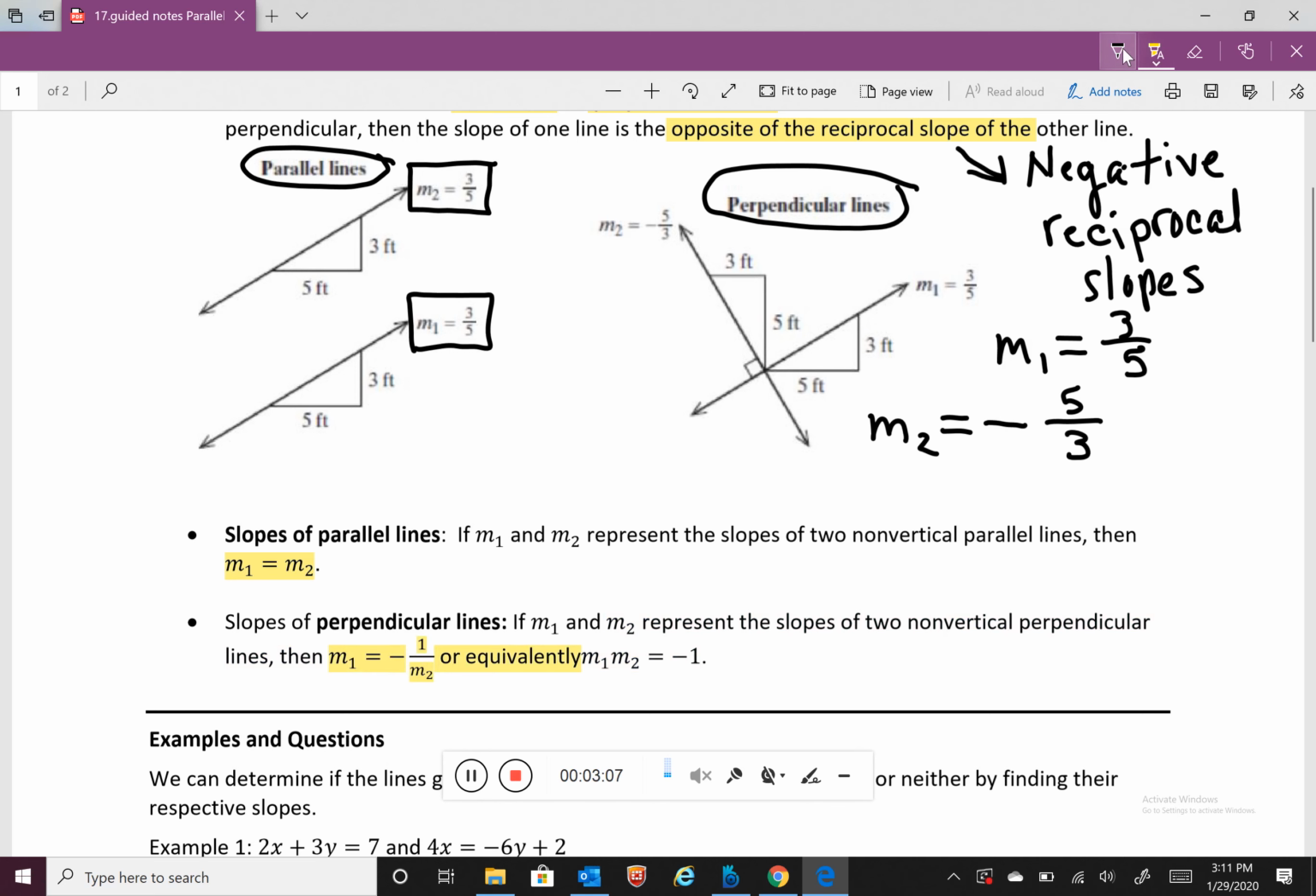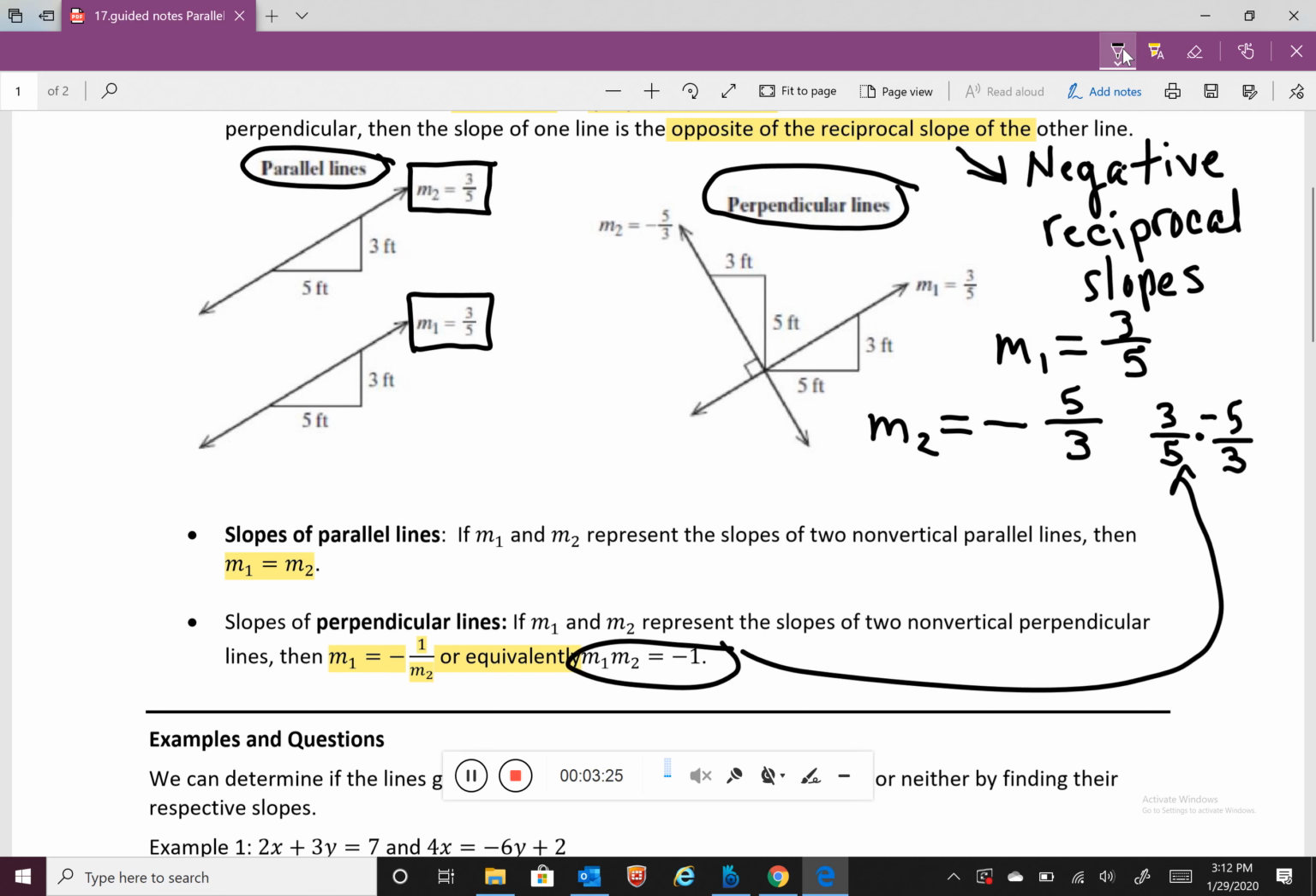And we can look at that right over here. If we take M1 and multiply it by M2, notice we have a positive times a negative, which is equal to a negative. Notice also the 3's cancel. 3 divided by 3 is 1. The 5's cancel. 5 divided by 5 is 1. So this equals -1.